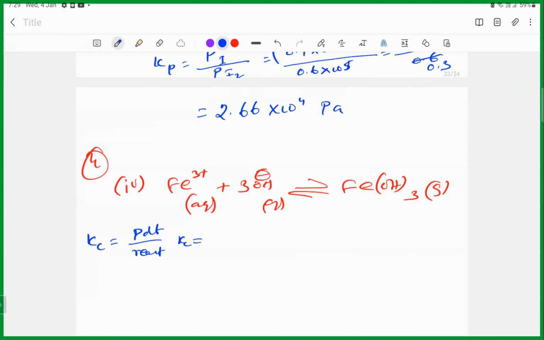You try your own. Only 3 persons. Abhinav, you tell me the Kc value. So what is the product, ma? What is the product?